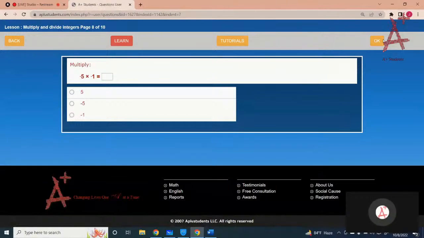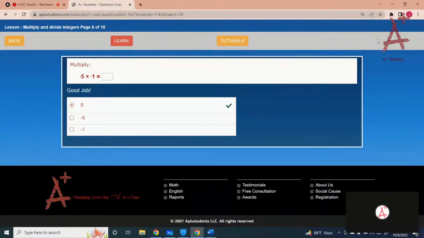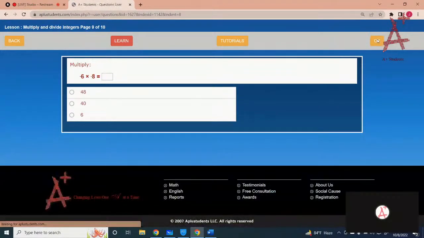Negative 5 times negative 1. The answer is positive 5. It is positive 5, Ola. Both the numbers have negative signs, so the answer must be positive. It would be positive 5.